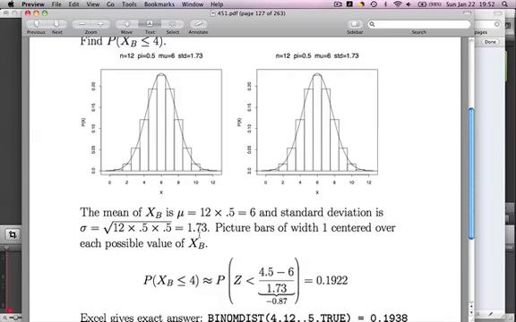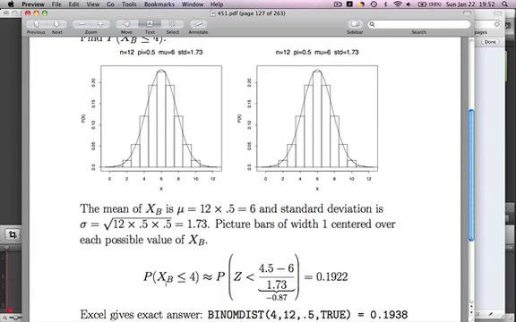So let's now find this probability that xb is less than or equal to 4. Now the exact probability would be given by the areas of these 5 bars. There's not much of a bar over 0, but there is just a tiny sliver there. So if we added up the areas of those 5 bars, we would have the exact probability, which binom dist gives us to be 0.1938. But consider approximating this with the normal.